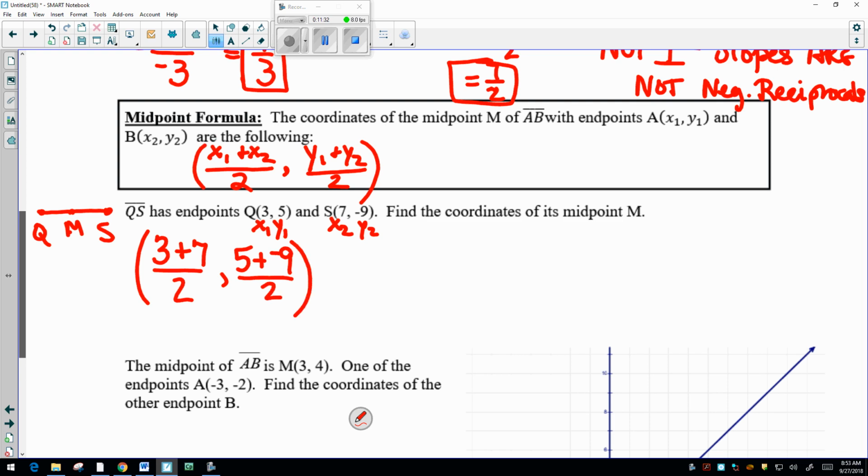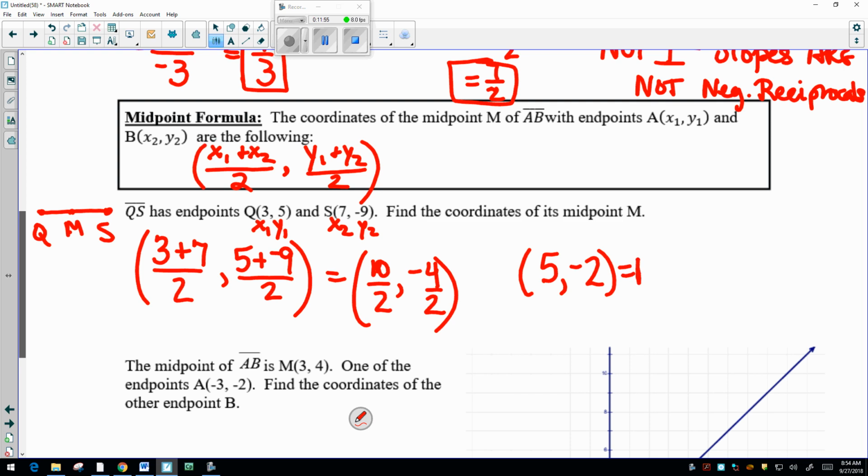Okay, so again, we simplify. So 3 plus 7 gives us 10. And 5 plus a negative 9 gives us a negative 4. And now if I take this one step further, 10 divided by 2, we're going to have 5, comma, negative 4 divided by 2, I have a negative 2. And what that has now found is that middle point of segment QS. And so now we know where M is located.